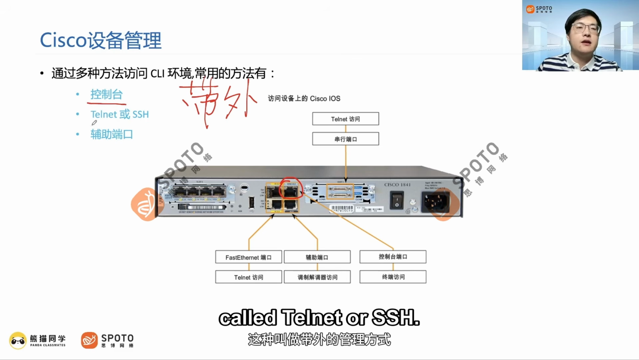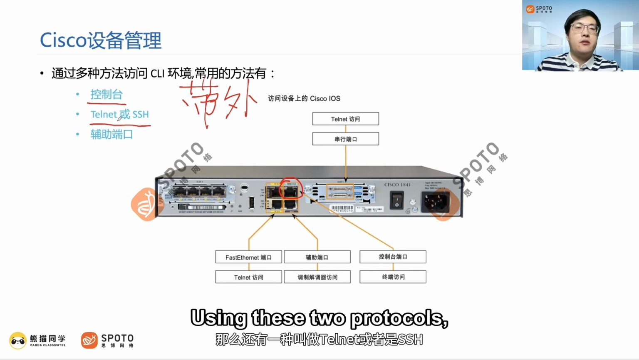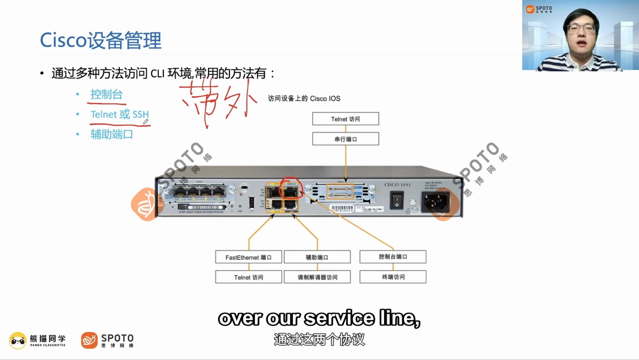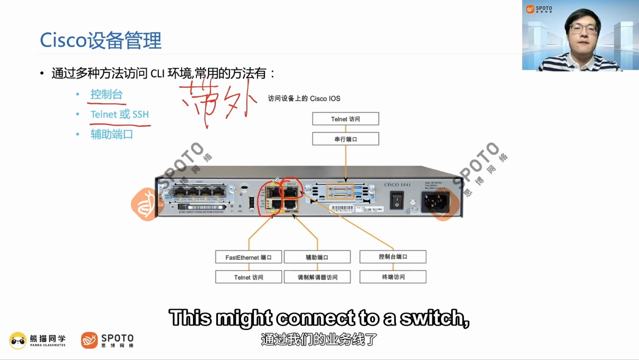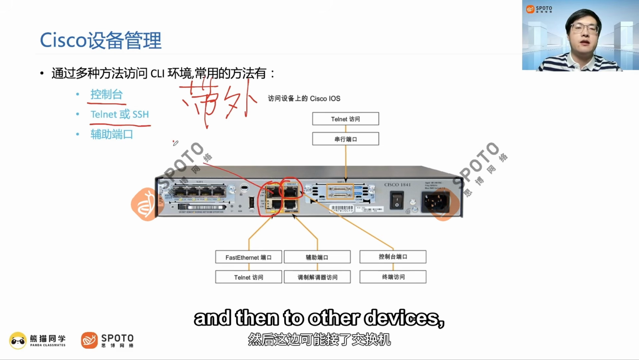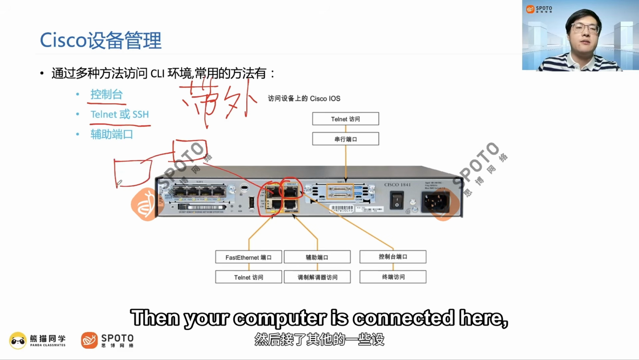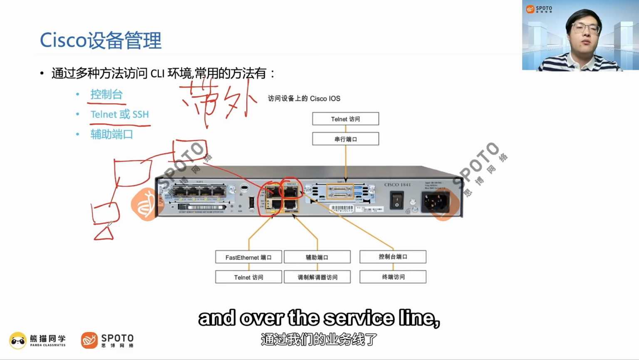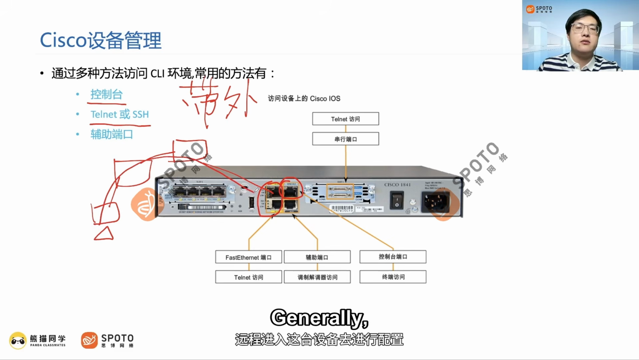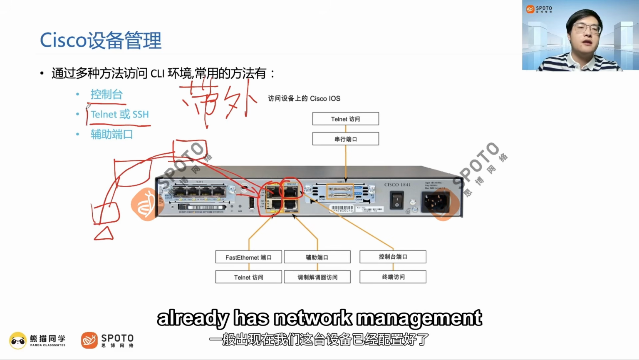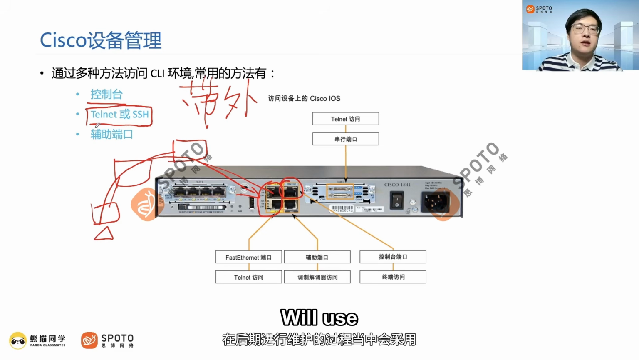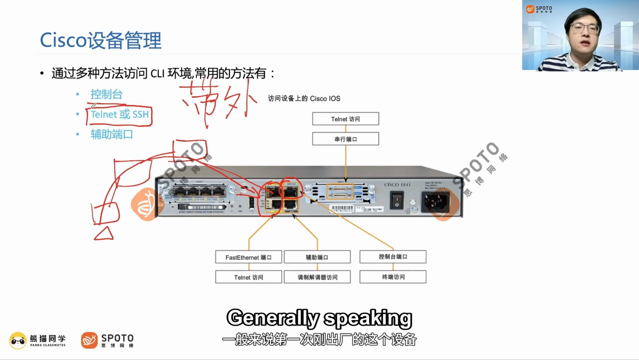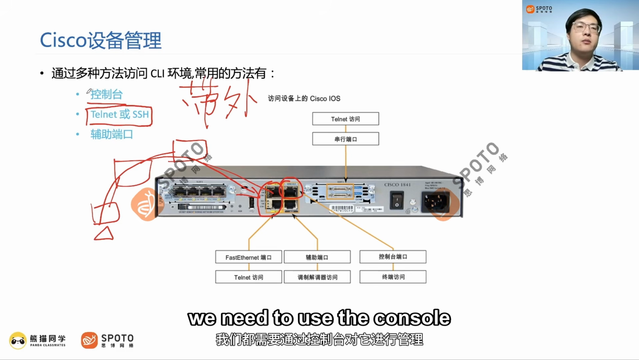Then there is another, called Telnet or SSH. Using these two remote management protocols over our service line, meaning the network cable plugged in here. This might connect to a switch, and then to other devices. Then your computer is connected here, and over the service line, you remotely access this device for configuration. Generally, this is used when the device already has network management configured. During later maintenance, we'll use it, but for a brand new device or one restored to factory settings, we need to use the console.